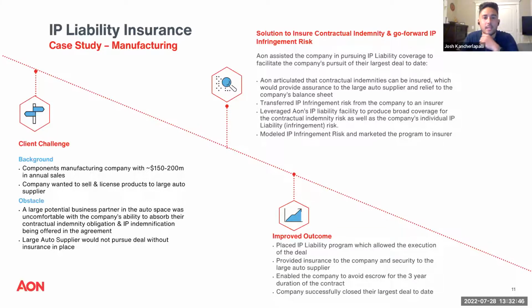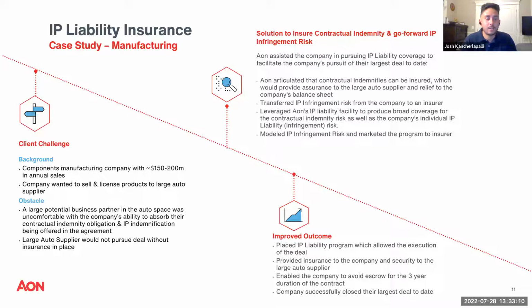I think this one in particular is a great example of how IP liability is not only used to protect your assets, but also leveraged as a business enabler. This particular example is an auto parts manufacturer. They ran into a bit of a hurdle when talking with a major auto supplier, and those concerns were primarily around the contractual indemnity side of the deal.